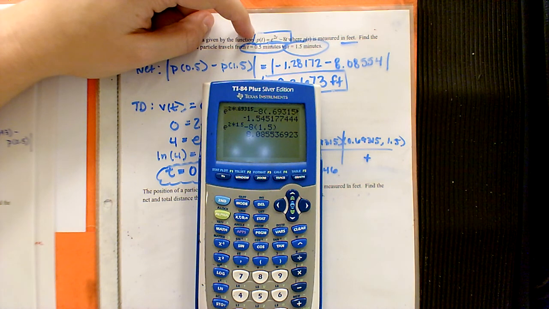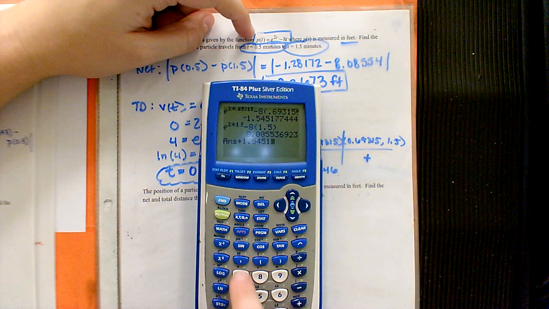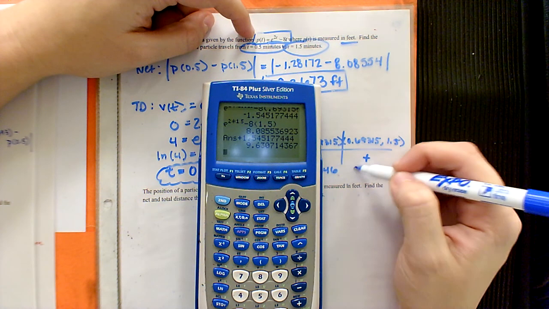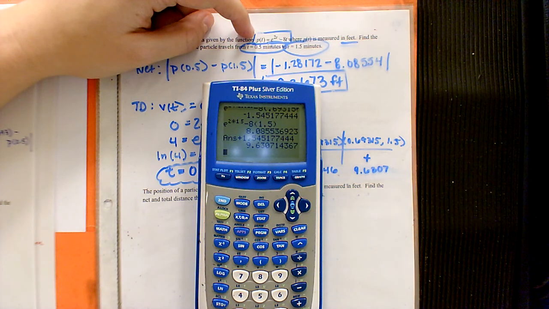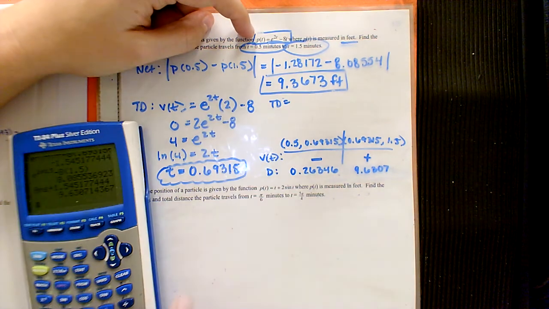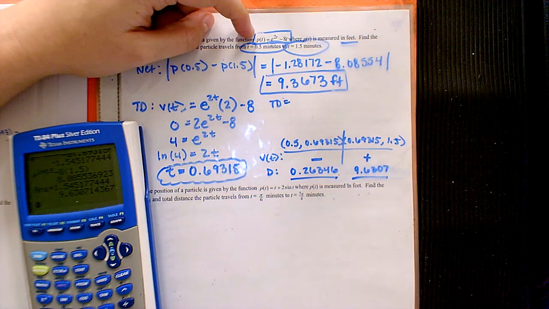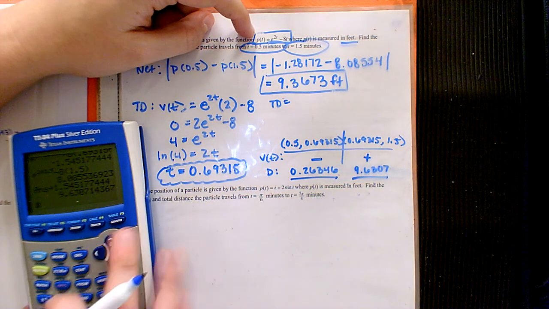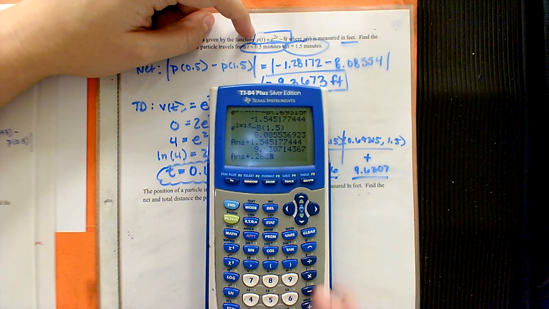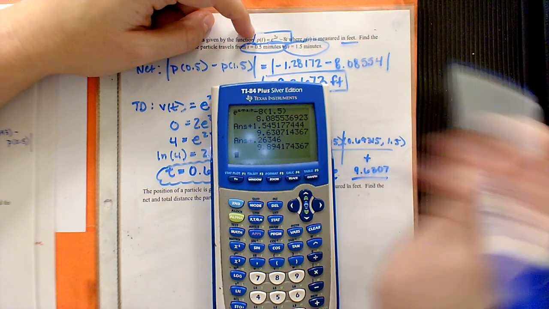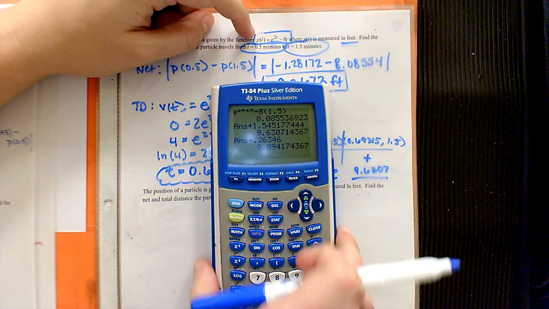All right, so I have my two numbers. I'm going to find the difference between those. 9.6307. All right, so I officially know how far I travel to the left, how far I travel to the right, and if I want my total distance, we got to add those together. So plus 2.26346. 9.894, chop it at 1, round it to 2.